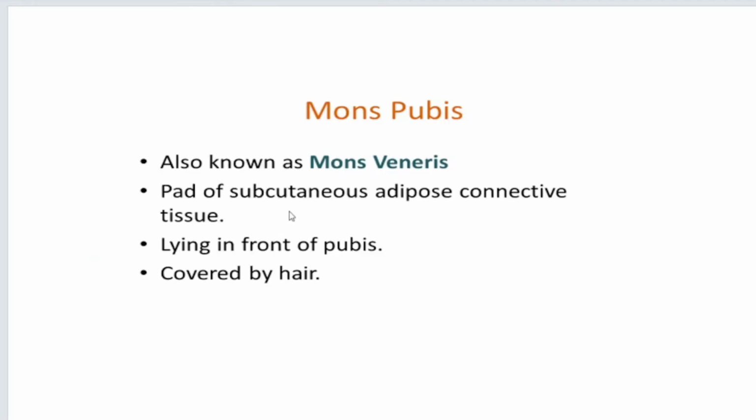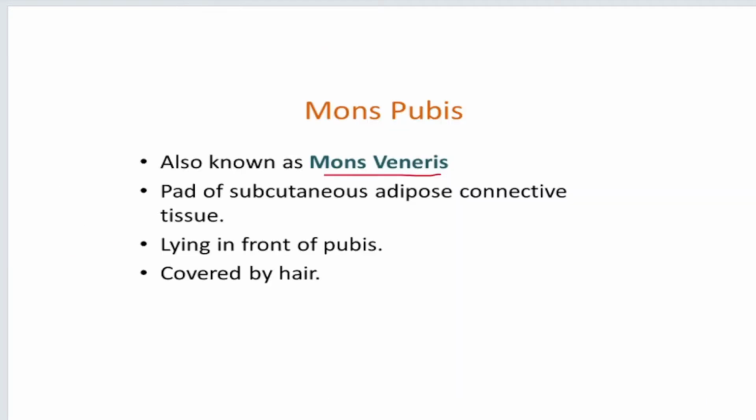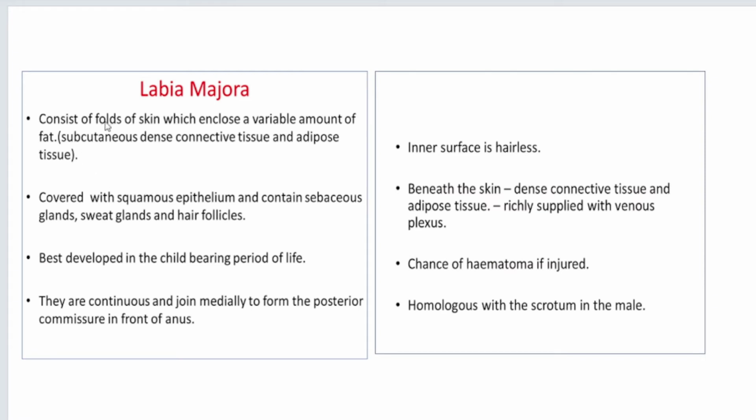First we discuss the mons pubis. Mons pubis is nothing but mons veneris. It is a pad of subcutaneous and adipose tissue, covered with a lot of hair. You can see hair here. It consists of folds of skin which enclose a variable amount of subcutaneous dense connective tissue and adipose tissue, and it also has sebaceous glands, sweat glands and hair follicles.